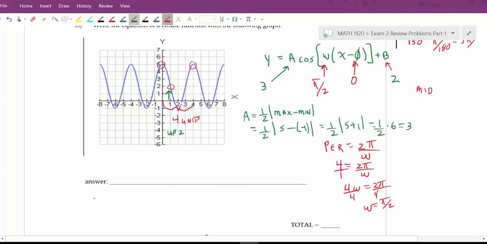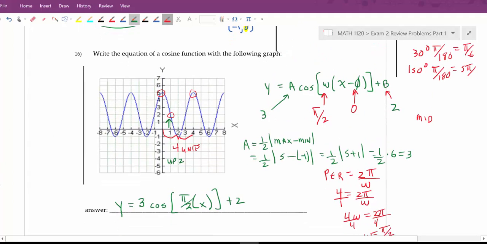So now we're ready to write the answer. Our final answer is y equals the amplitude 3 times the cosine of omega, or pi over 2 times x. And you don't have to put the minus 0 because there is no phase shift. And then plus 2. Like that. Okay? And that's it. That should analyze everything.